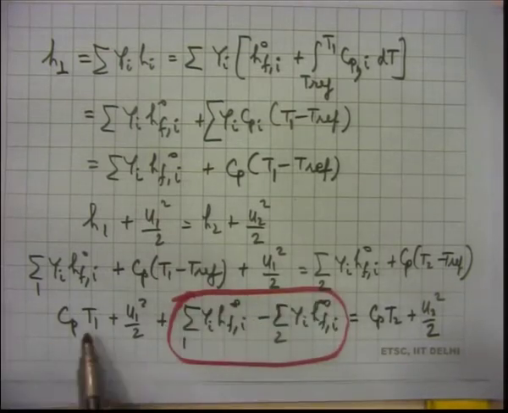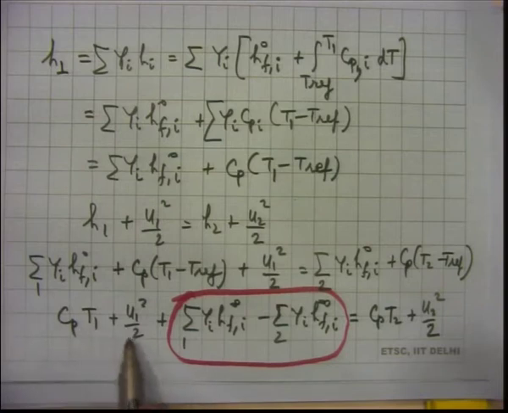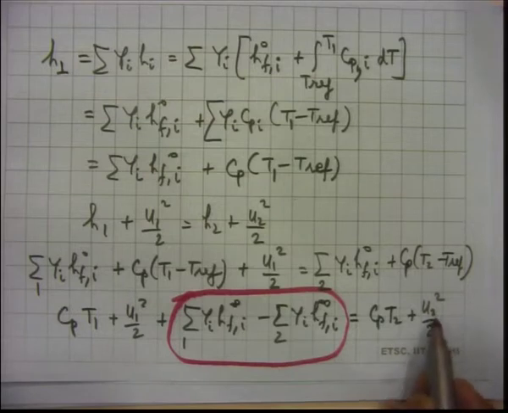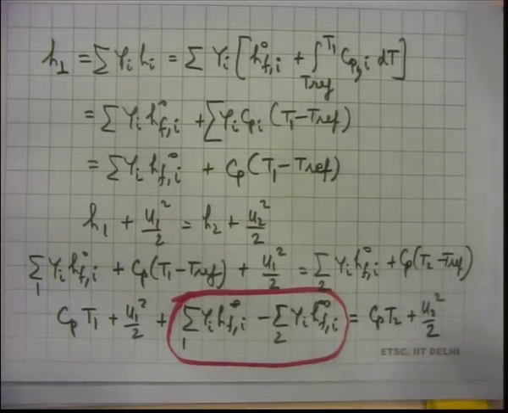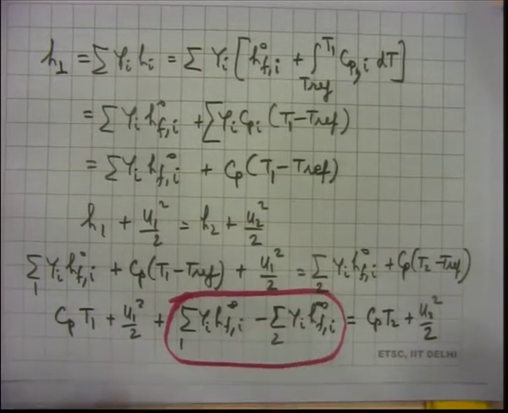What is this? Cp T1 is straightforward, U1 squared by 2 is straightforward. U1 is the velocity of the unburnt mixture relative to the combustion wave. Okay, so it is a relative velocity. I hope that is clear by now. And U2 is similarly the relative velocity of the burnt mixture with respect to the combustion wave, and then Cp T2, you understand. So, let us see what this is.